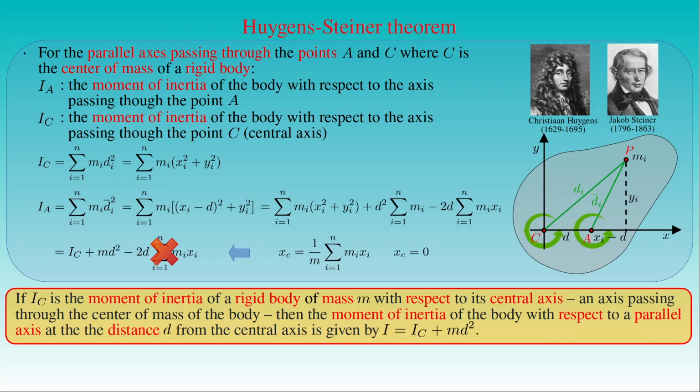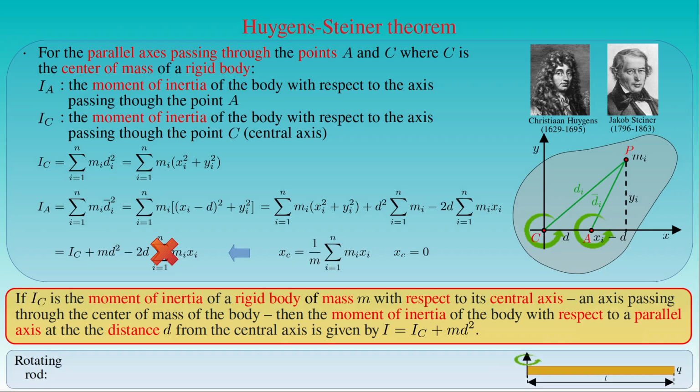As an application of the theorem, let us calculate the moment of inertia of a rod of length L and mass m with a uniform density with respect to the axis passing through one of its ends that is perpendicular to the rod. We saw that the moment of inertia IC of the rod with respect to a perpendicular axis passing through its center of mass C is equal to 1 over 12 times the mass m of the rod times the square of its length L. Since the distance between the center of mass C of the rod and any of its ends is half of its length, the theorem states that the moment of inertia I is equal to 1 over 12 times m times L squared, plus m times the square of L over 2.